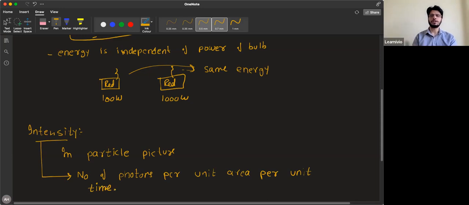So this is intensity. In the particle picture, intensity means the number of photons per unit area per unit time. So when I say that I'm increasing the intensity of the radiation, that means I'm increasing the number of photons. When I say that I'm changing the energy, that means I'm changing the frequency or the wavelength. And remember one thing, intensity and energy are two different things.